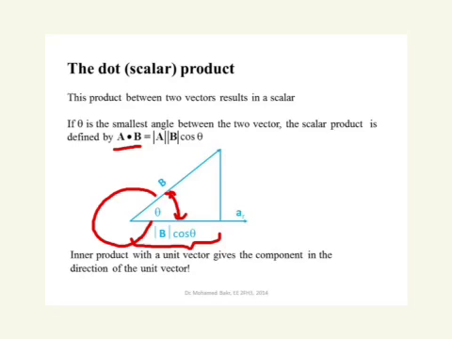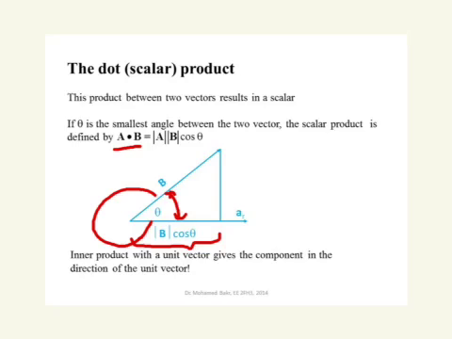So if you want to know the component or the projection of the length, or let's be more accurate, if you want to determine the length of the projection of a vector in the direction of another vector, first get a unit vector in the direction of the second vector and then do the dot product. So this will give you the solution.